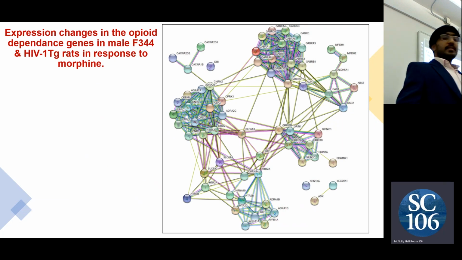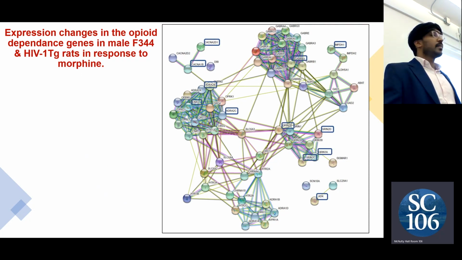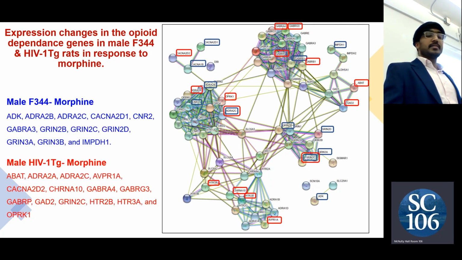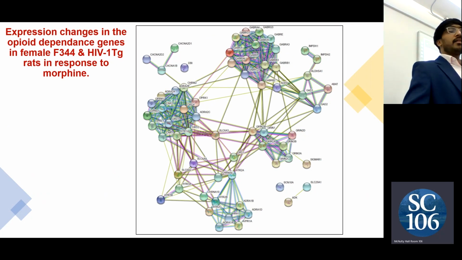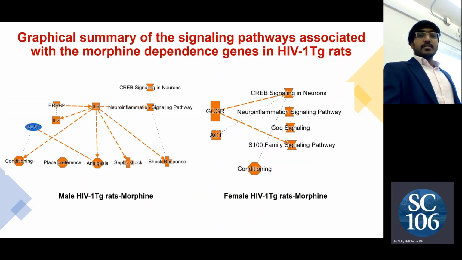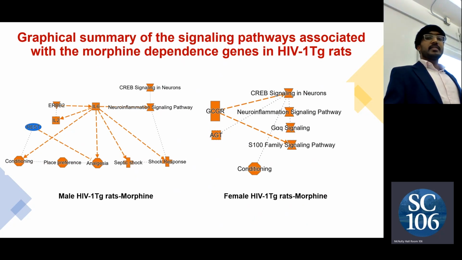Looking at the expression changes in these genes, we found that in males, 12 genes were significantly upregulated in F344 rats, highlighted in blue, and 15 genes were significantly upregulated in HIV transgenic rats. In females, there were 4 genes upregulated in female F344, and 1 gene upregulated in HIV transgenic rats.